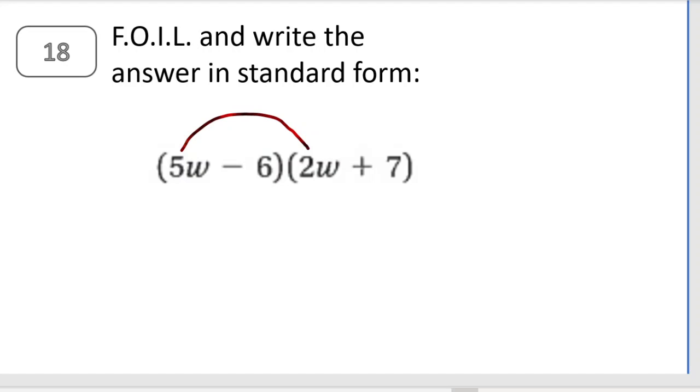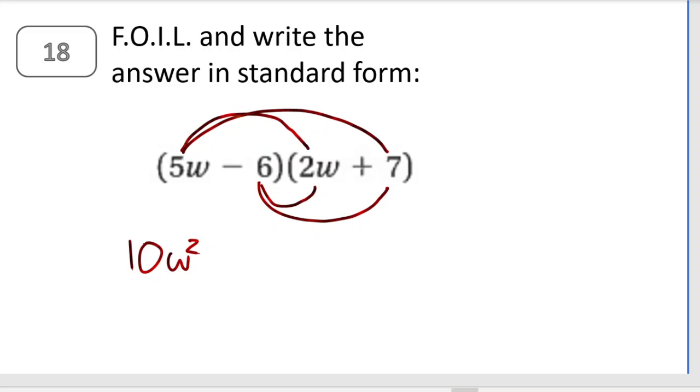The O stands for outside. So our two outside terms, the I stands for inside, our two insides get multiplied, and the L stands for last. So we've got 4 multiplications to do, so we will have 4 answers. 5w times 2w, first multiply the numbers together, 5 times 2 is 10, and w times w is w squared.